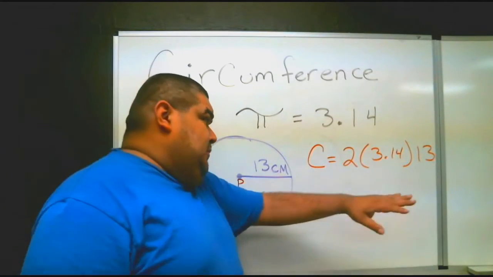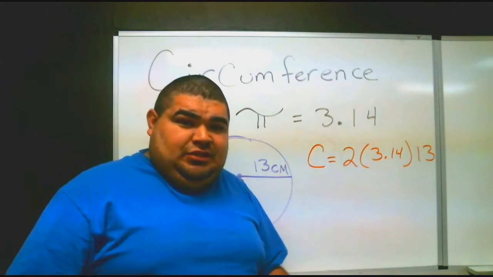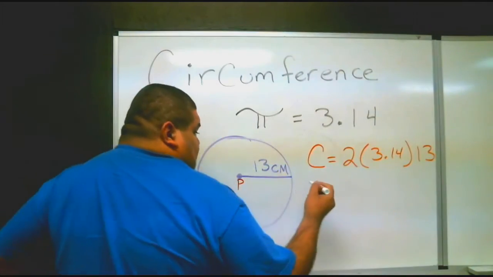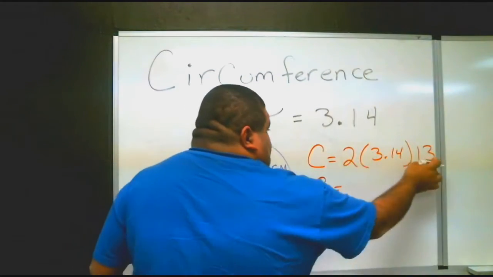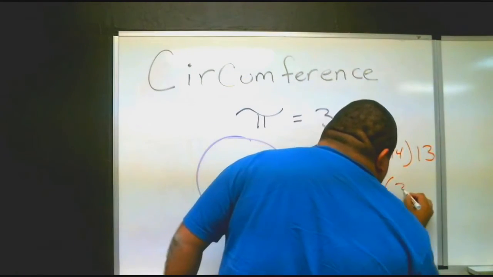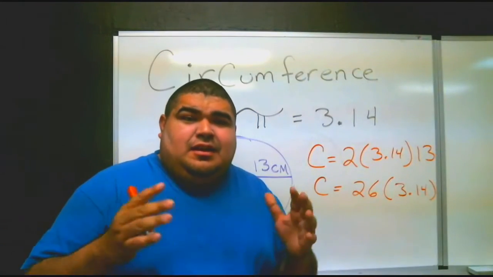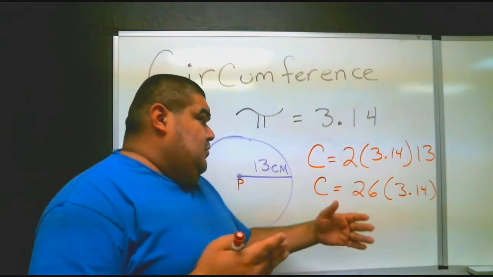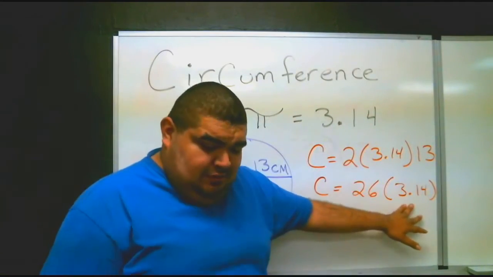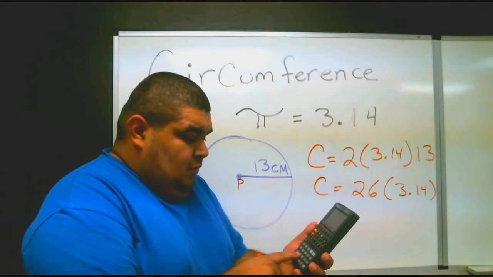Sometimes you might ask, can you combine the 2 and the 13? Yes, you can, because it's all multiplication. Order doesn't matter, because it's all the same. It's all multiplication, okay? So we can say C equals 2 times 13 is 26 times 3.14. If you have the pi sign on your calculator, that's great. You can do 26 times pi. But for the ones that don't have it, we're going to plug in 3.14. So in our calculators, we're going to put 26 times 3.14.